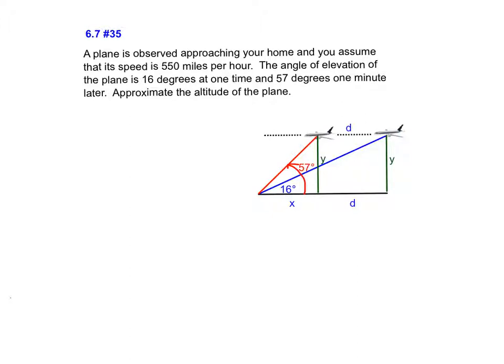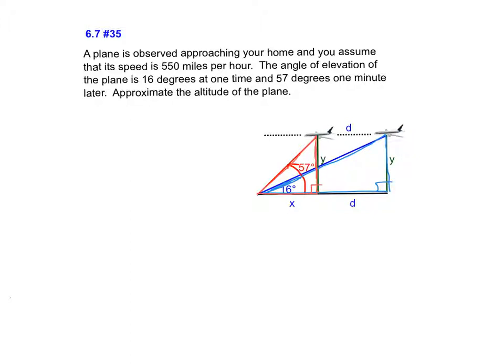So I have two right triangles. The one that I'm going to highlight in blue right now is the first time that you look up at the plane, and the angle of elevation is 16 degrees. And the second triangle, I'm going to highlight in red right now, and that's the second time you look up, and the angle of elevation is 57 degrees.